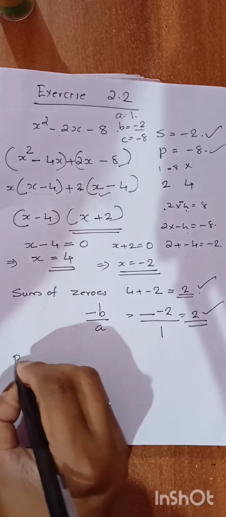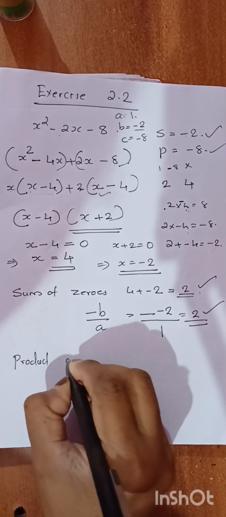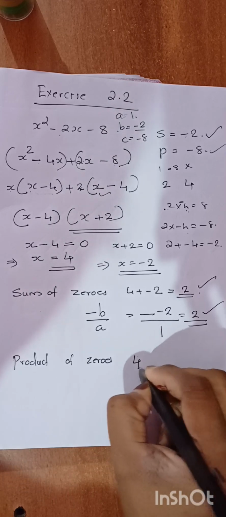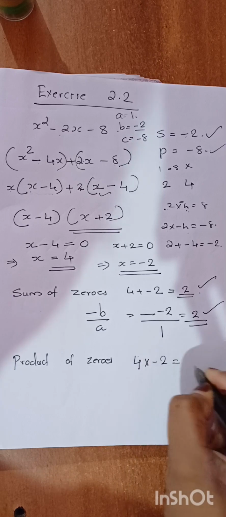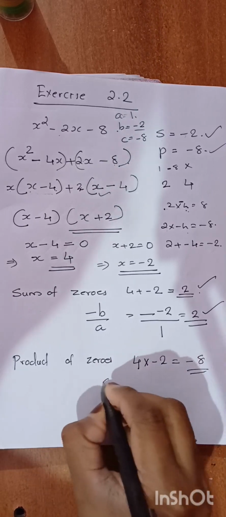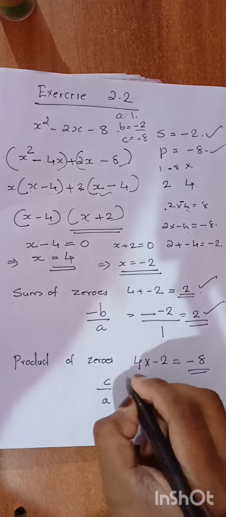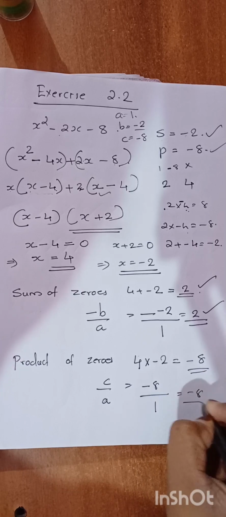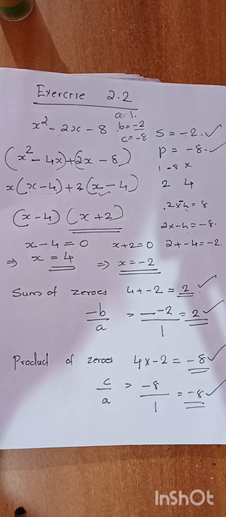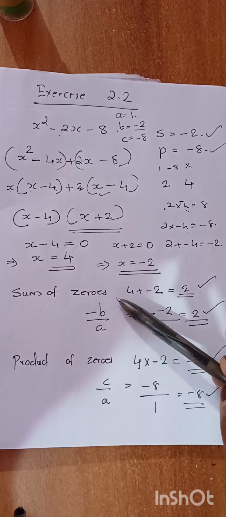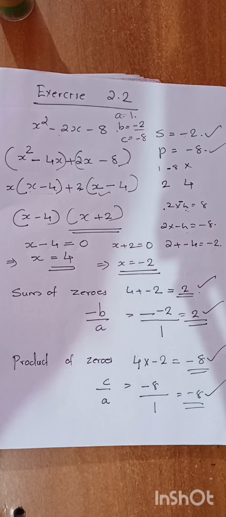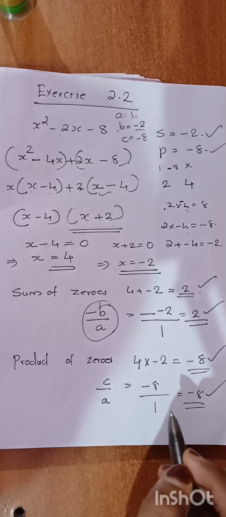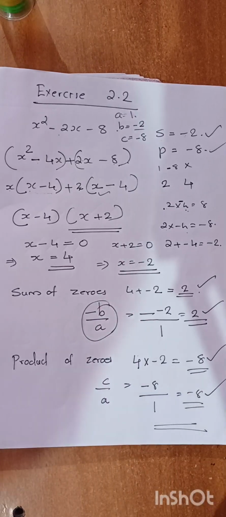And what about the product of zeros? Product of zeros is 4 into minus 2. The answer is minus 8. And we know that the equation for product of zeros is c by a, which is equal to c here, minus 8, by a, which is 1. So the answer is minus 8. Both the answers are correct here also. That means we have verified the sum of zeros, and also the product of zeros is the same here. So this condition is satisfying.